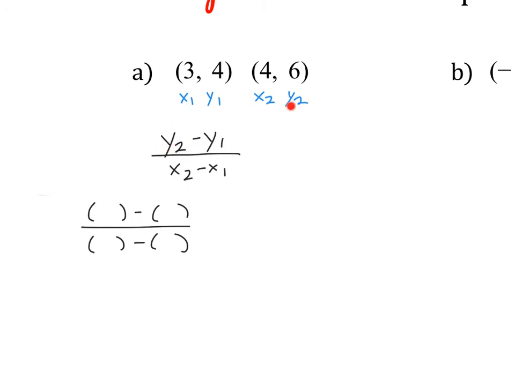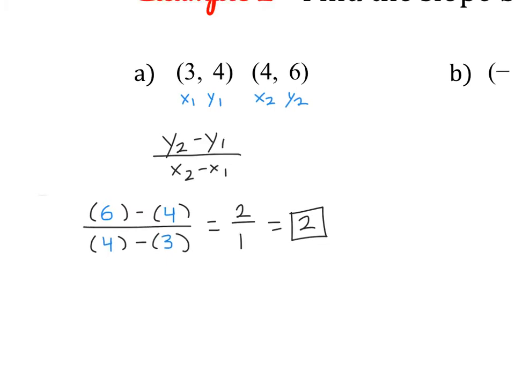So for y2, I see that y2 is 6, so I'm going to place a 6 where y2 used to be. I see that y1 is 4, so I'm going to replace y1 with 4. Notice this negative is built into the formula, so it stays there. Now let's do the denominator. I see x2 is 4 and x1 is 3, so I replace x2 with 4 and x1 with 3. Now all we need to do is simplify. 6 minus 4 is 2, and 4 minus 3 is 1, and 2 over 1 is just 2. So our slope is 2.